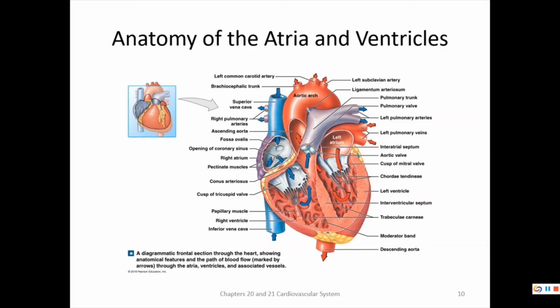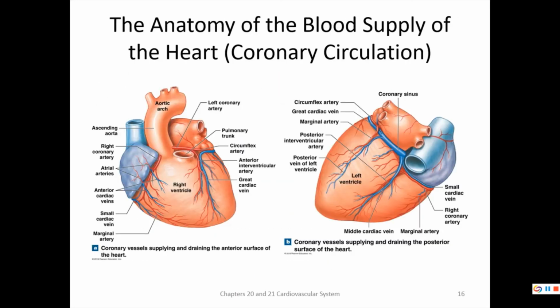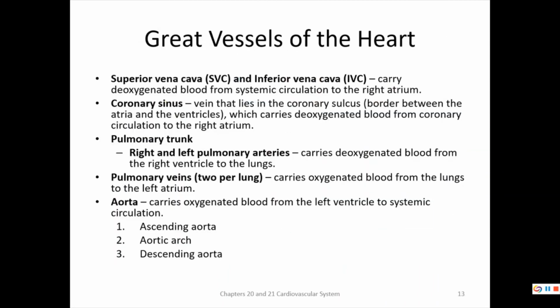So anyway, that is all those good things there, guys. Now, what we are going to do is the great vessels and the coronary circulation, and then we'll be done. Now, I am going to tell you guys the great vessels. We're going to talk about the superior vena cava and the inferior vena cava. The superior and inferior vena cava carry deoxygenated blood from the systemic circulation to the right atrium.